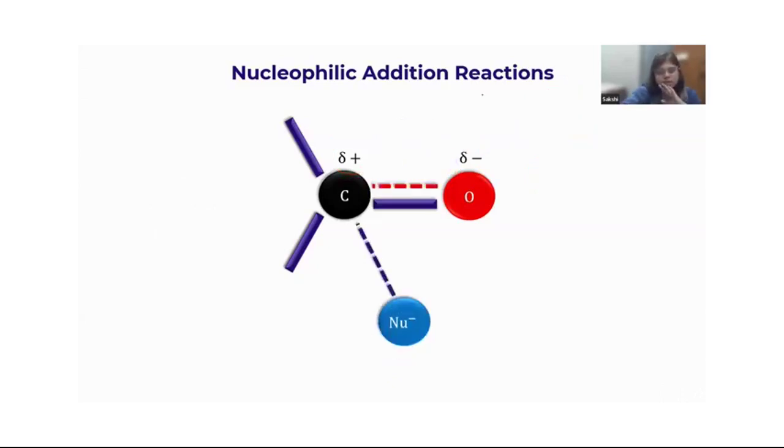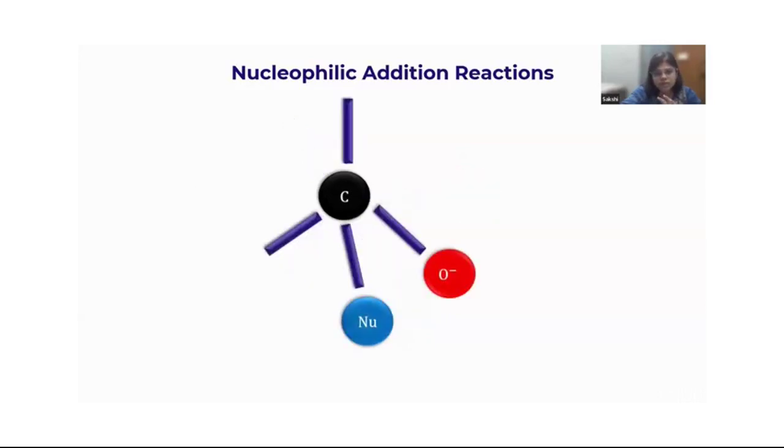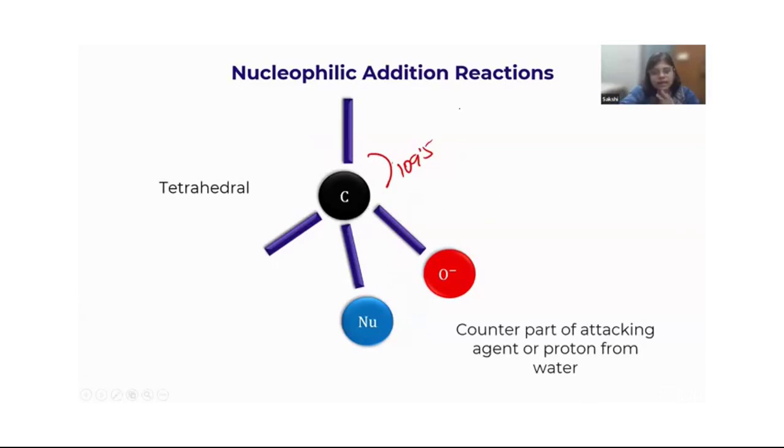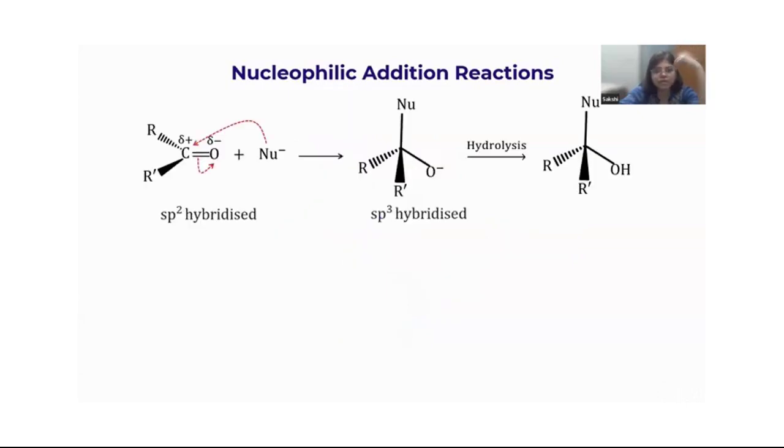So the nucleophile comes and attacks the carbon atom, and there is shifting of the double bond. This is how the structure is formed. Now it is sp3 hybridized, and all the bonds have an angle of 109.5 degrees. It is a tetrahedral structure. If I have a water molecule as well, hydrogen will come and attach to the O minus ion. This is called the nucleophilic addition product. I hope you understood.